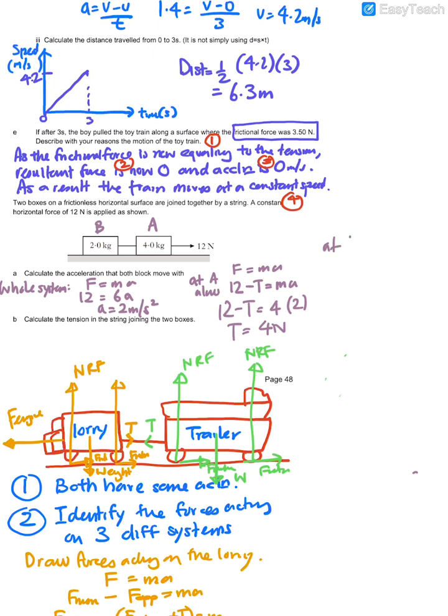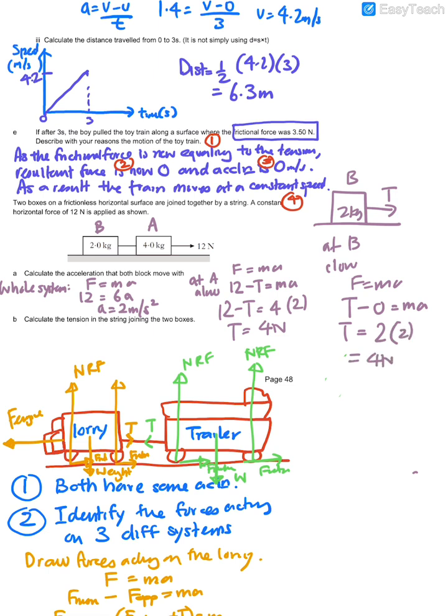Okay, Shahir, your turn. Look at B alone. Tell me what forces are acting on B alone. Tension. Why no friction? So there's tension, right? Agree? Then F equals MA, so T is the only force, there's no opposing force. T equals MA. Shahir, M is how much? 2. A is also 2. See, both of you get the same thing.